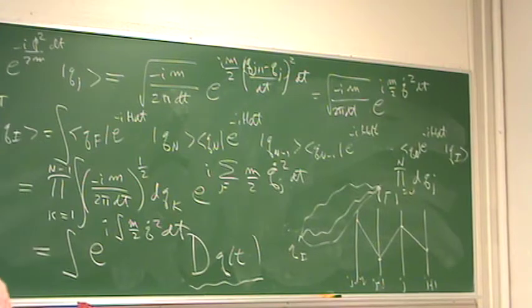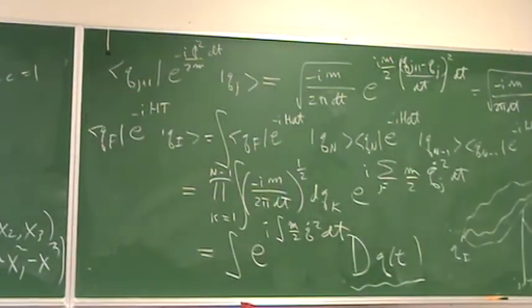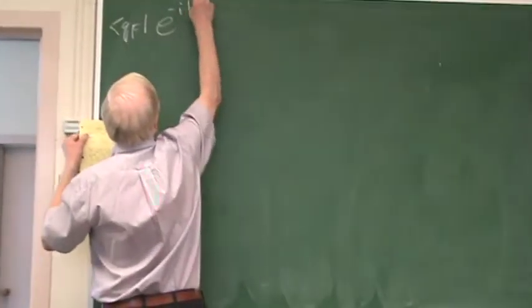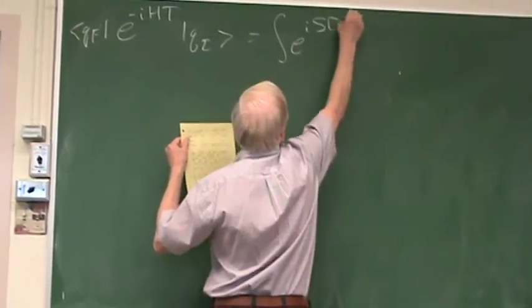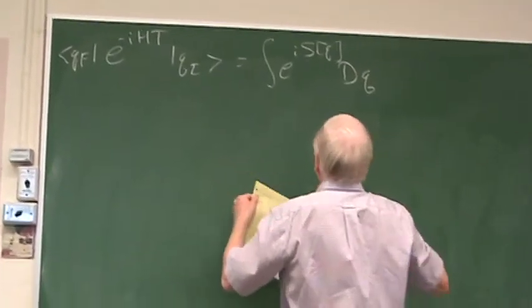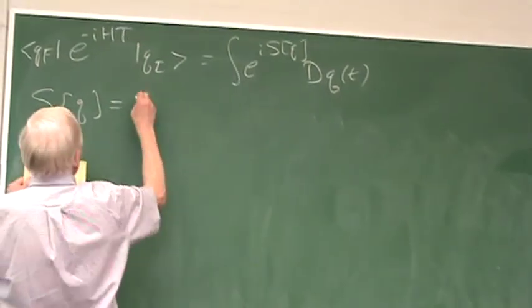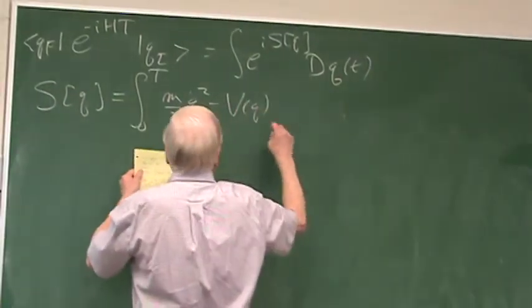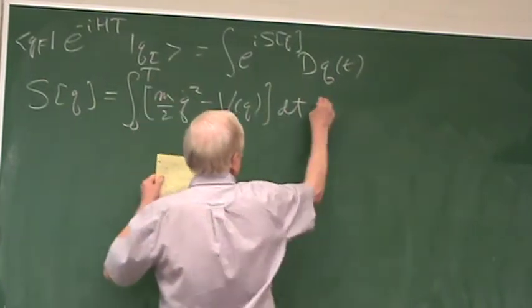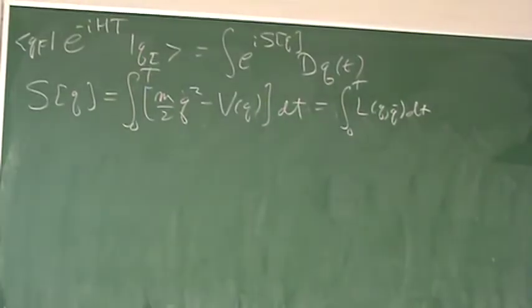All right, now let's see. We could probably use the sideboard without any problem, right? So what we expect then is that qf e to the minus iHt qi is then an integral e to the i S of q, dq of t. Sometimes I'm going to write this as q of t. And for the case that we're talking about, the quantum mechanics of one dimension, which is the simplest case, we have here m over 2 q dot squared minus V of q dt. And we can think of this as an integral 0 to t of L of q and q dot dt. So S of q is the action functional.